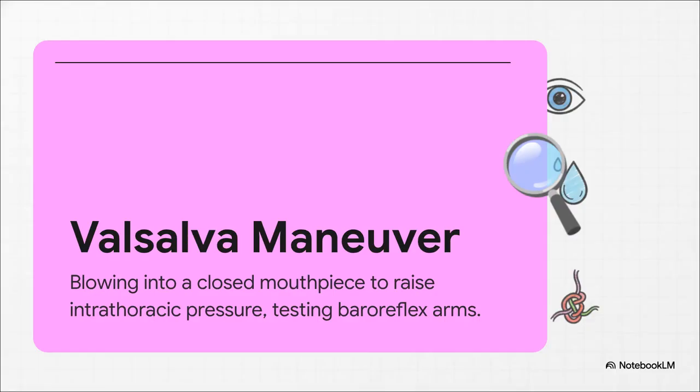It's actually brilliant. A patient blows into a closed mouthpiece to increase their intrathoracic pressure above 40 millimeters of mercury for 15 seconds. This simple act decreases venous return to the heart, which causes a sudden drop in blood pressure. The autopilot immediately senses this emergency. The sympathetic system kicks in, constricting peripheral blood vessels to stop the fall. Then, when the patient finally stops blowing, blood rushes back to the heart, causing this sudden blood pressure overshoot. That overshoot triggers the parasympathetic vagus nerve to aggressively slam the brakes and slow the heart rate down.